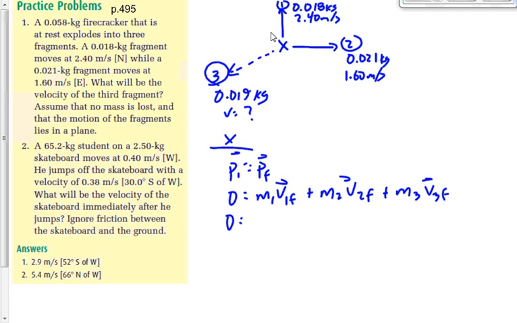Object number 1, how much of that 2.4 meters per second is on the x-axis? We're ignoring everything on the y-axis right now and paying attention only to the x. How much of that 2.4 is on the x-axis? One word. None. It's all on the y-axis. None of it's on the x-axis. M2 is 0.021, and V2F is 1.6. All of that 1.6 is on the x-axis.